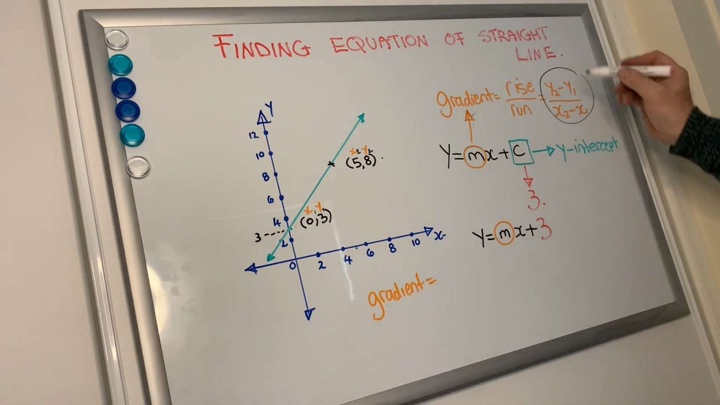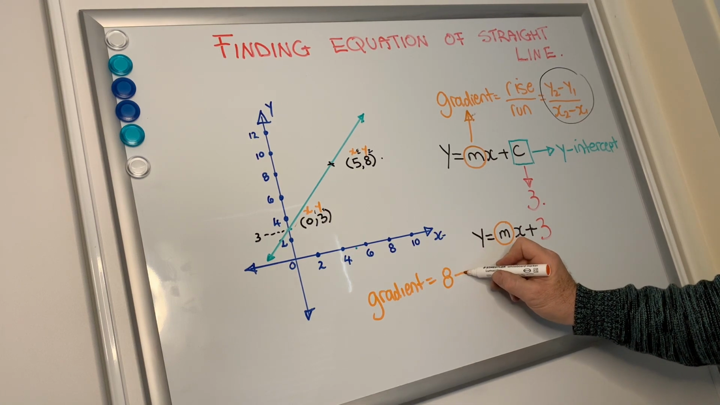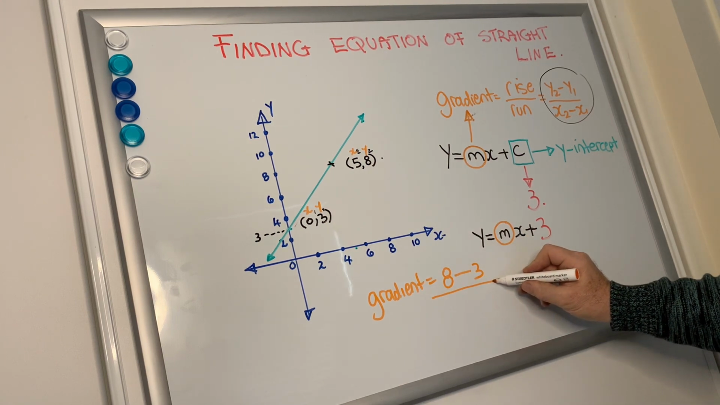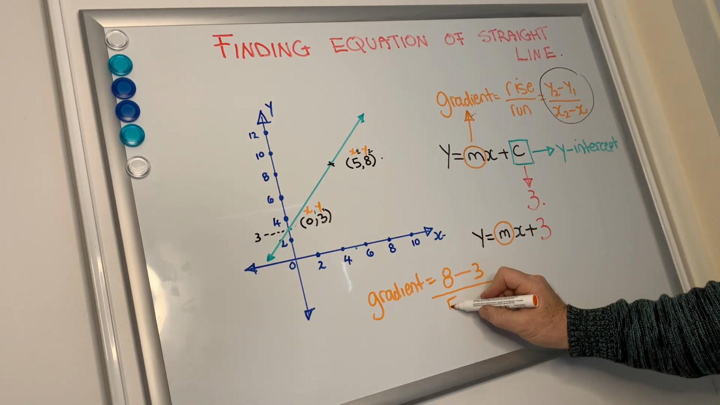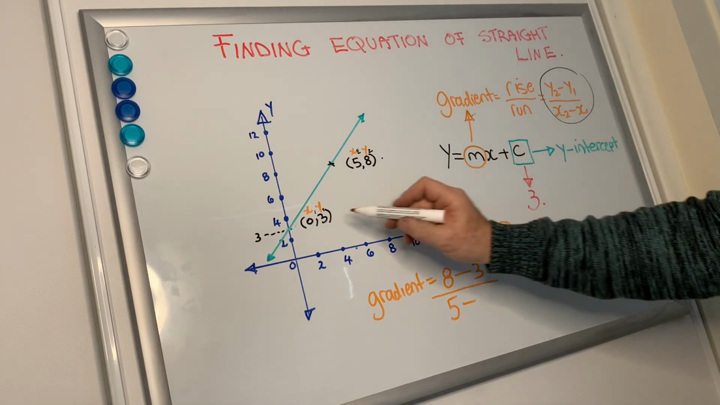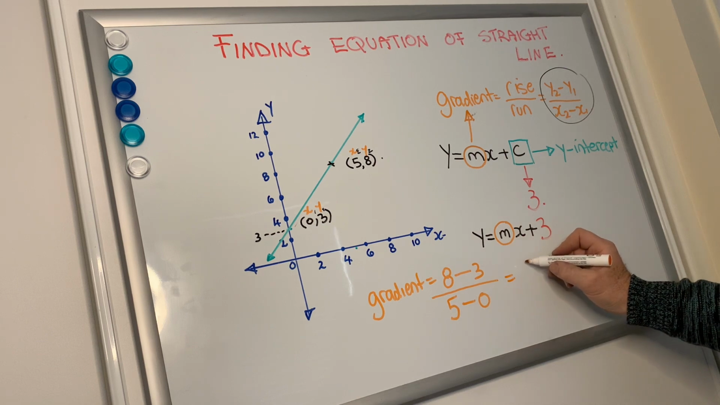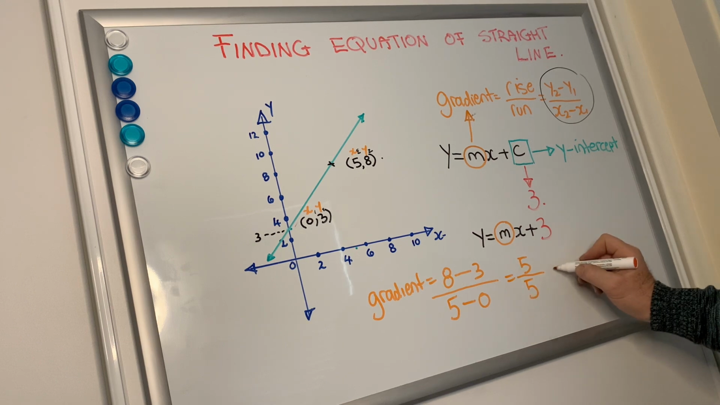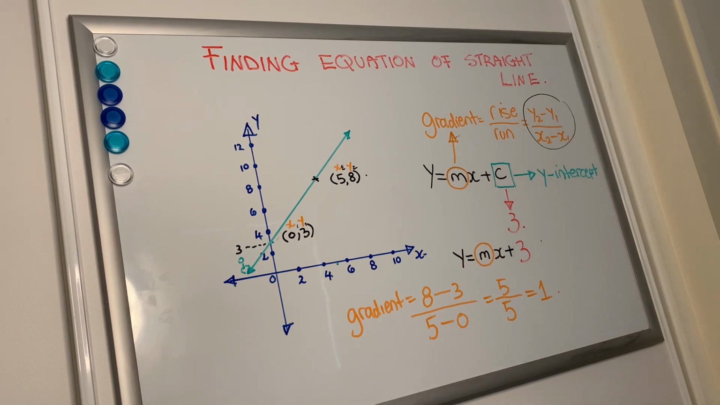So gradient is equal to y2 minus y1. There's y2, which is 8, take away y1, which is 3, divided by x2, which is 5, minus x1, which is 0. That is equal to 8 take away 3 is 5, divided by 5 take away 0 is 5, which is equal to 1. So now we know our gradient is 1.